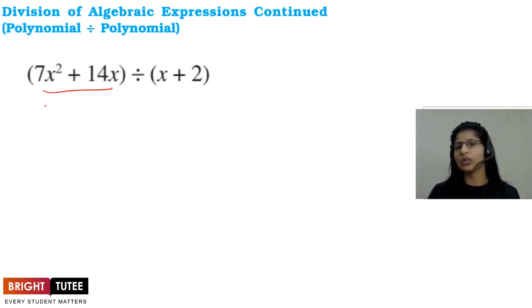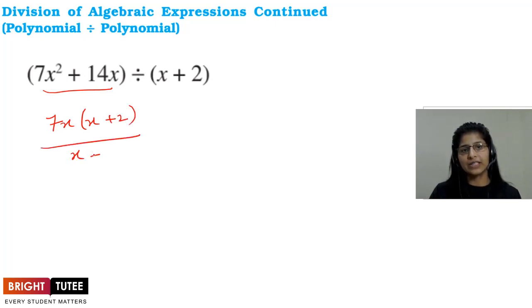Out of these two, what do you think is common? 7 is common, and then x is common. So you're left with x plus 2, and you're going to divide it by x plus 2. x plus 2, x plus 2 got cancelled. The answer is only 7x. Quite easy to solve, right? So if we simplify the given expression in the most simplified form, we factorize it first and then we divide it. It becomes really easy for us.